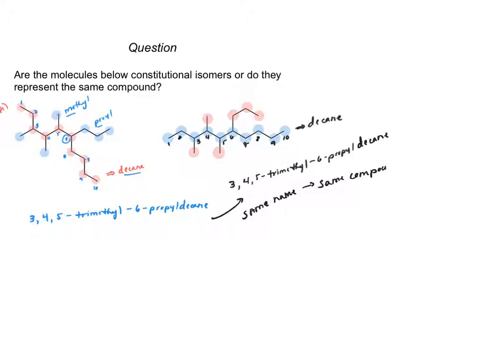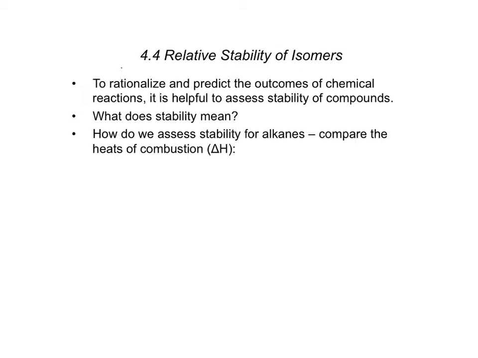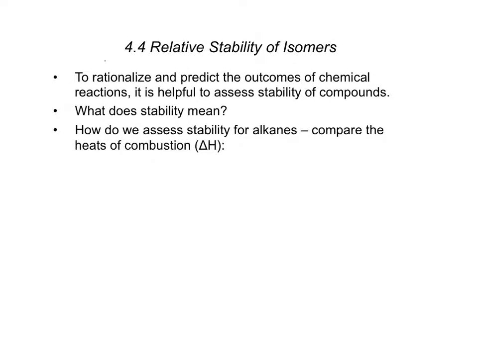If you had named them and they didn't have the same name, but they had the exact same molecular formula, then you would have had a constitutional isomer instead. So now we're briefly going to talk about the relative stability of different isomers, and then we're going to move forward talking about Newman projections, okay?